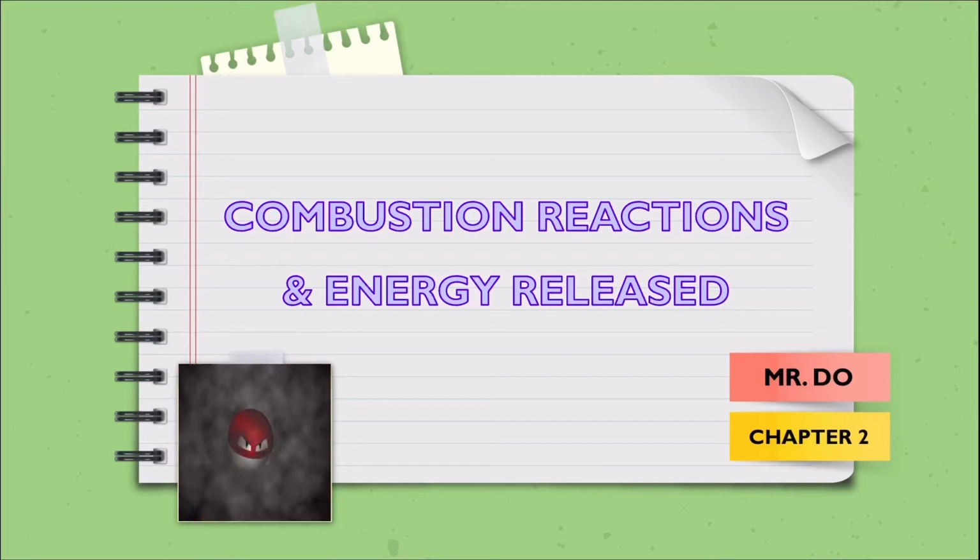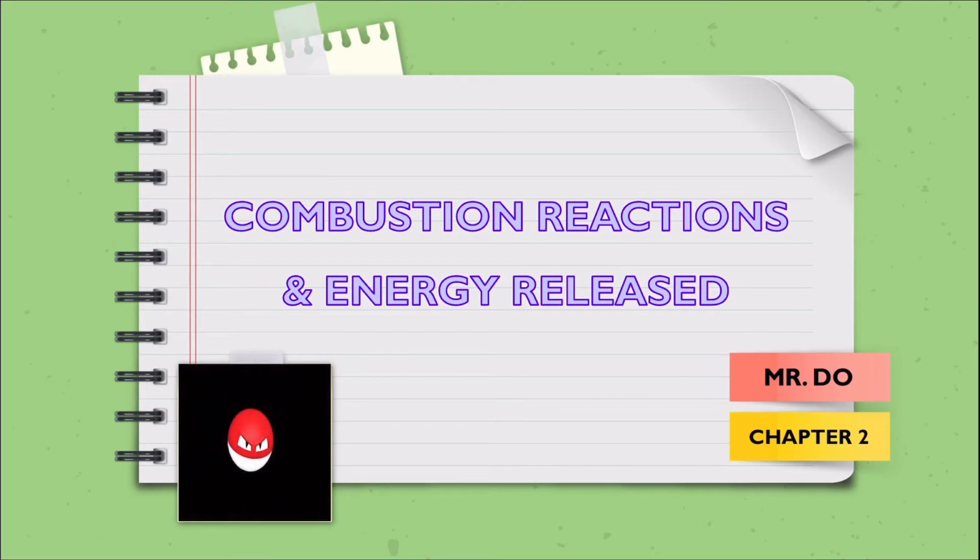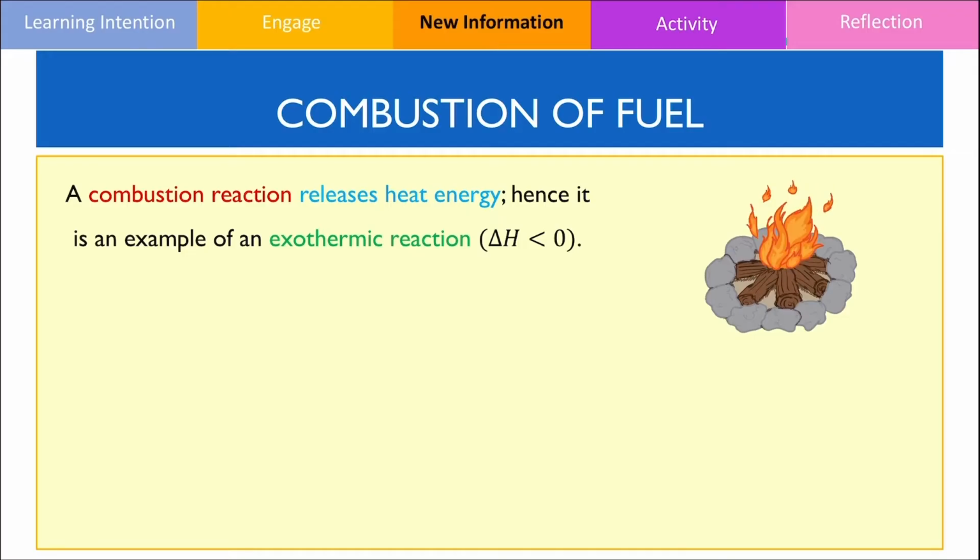Hello class, in this video I'll be going through combustion reactions and showing you how to calculate the energy output from burning fuel. A combustion reaction involves burning fuel in oxygen. Because the enthalpy of the fuel is greater than the enthalpy of the products, the combustion of fuel is an exothermic process because it releases the excess energy as heat, which is characterized by a negative delta H value.